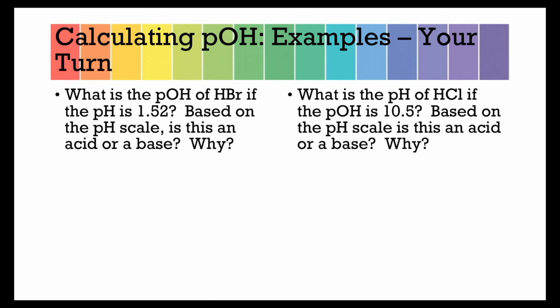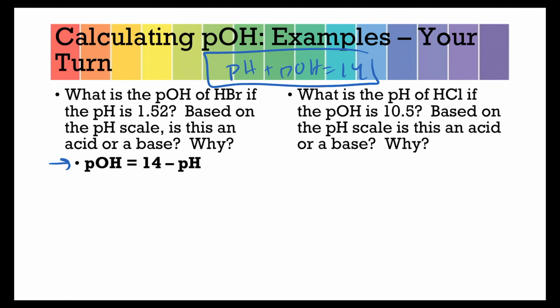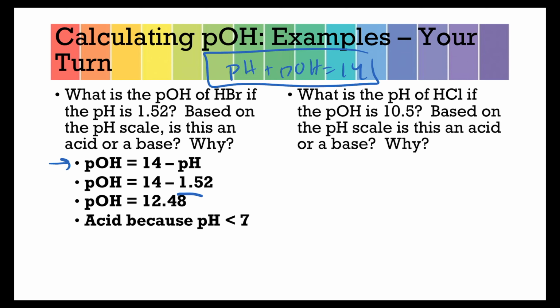Okay. So, the next one. What is the pOH of HBr if the pH is 1.52? Based on this, is it an acid or a base? Why? So again, we know that pH plus pOH gives you 14. And so right here, we just manipulated the equation to solve for pOH. Plug in your 1.52, which you're given, and you get your pOH to be 12.48. And then we know this is an acid because it's telling you the pH, and that's really what we're focusing on, is less than 7.